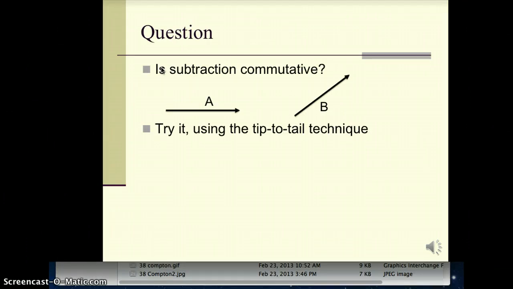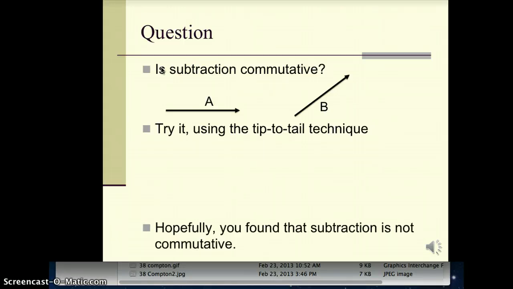So now I have a question for you. Using the tip-to-tail technique, see if you can tell whether or not subtraction is commutative. So we have two vectors, A and B, that are shown on the chart. So try A minus B and see what you get using the tip-to-tail scheme. And then do B minus A and see if you get the same result. You can pause the presentation and do this on a piece of scrap paper and then come back and resume. I think you found that subtraction is not commutative.